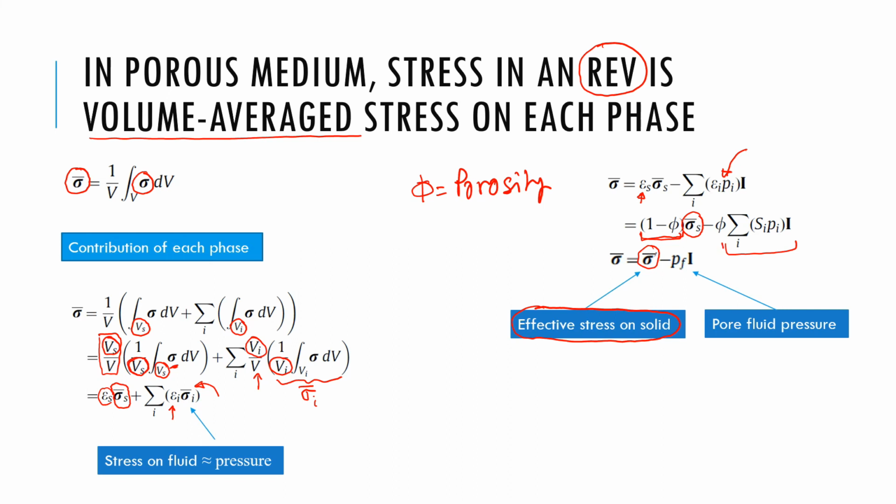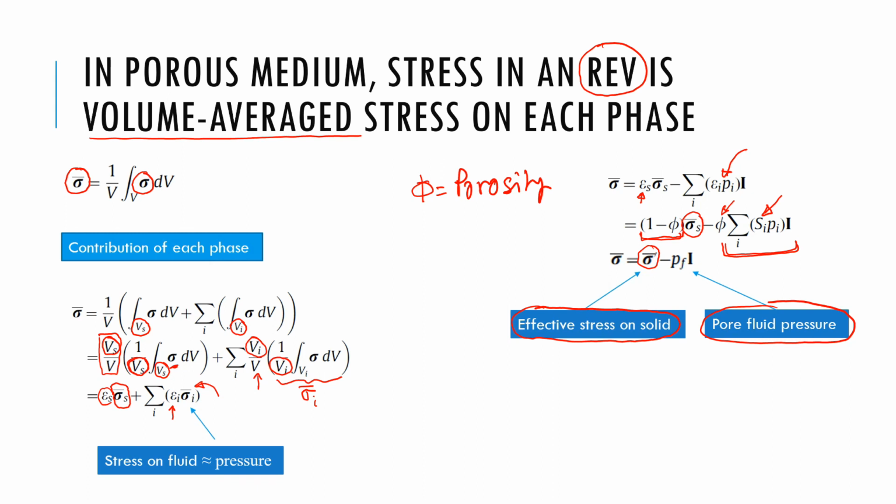So the pore fluid pressure is weighted by saturation, all the pressures, and of course multiplied by the volume fraction for the fluid. That's the porosity. This is the total porosity, so this gives me the pore fluid pressure.